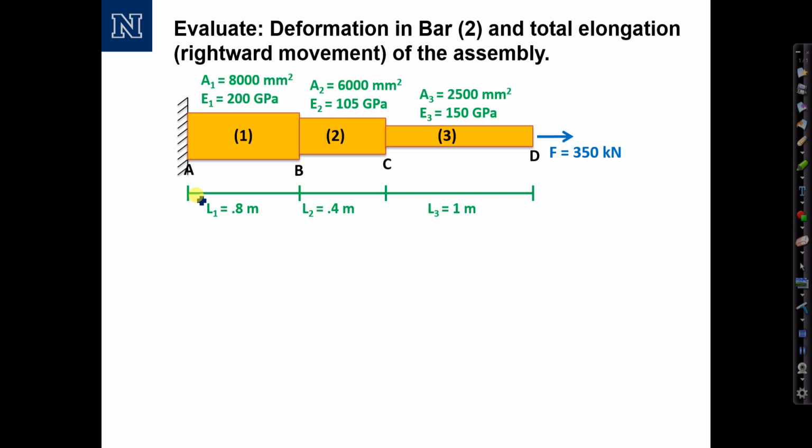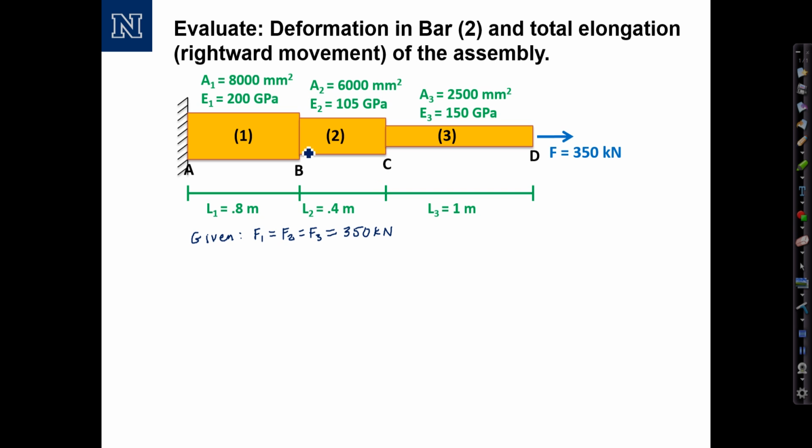In addition to all the information that is shown on the picture, we are also given that the internal force in each bar, F1 equals F2 equals F3 equals 350 kilonewtons. Okay? And we are asked to find the deformation in bar 2 and the total elongation or rightward movement of the assembly. So there are two slightly different things.